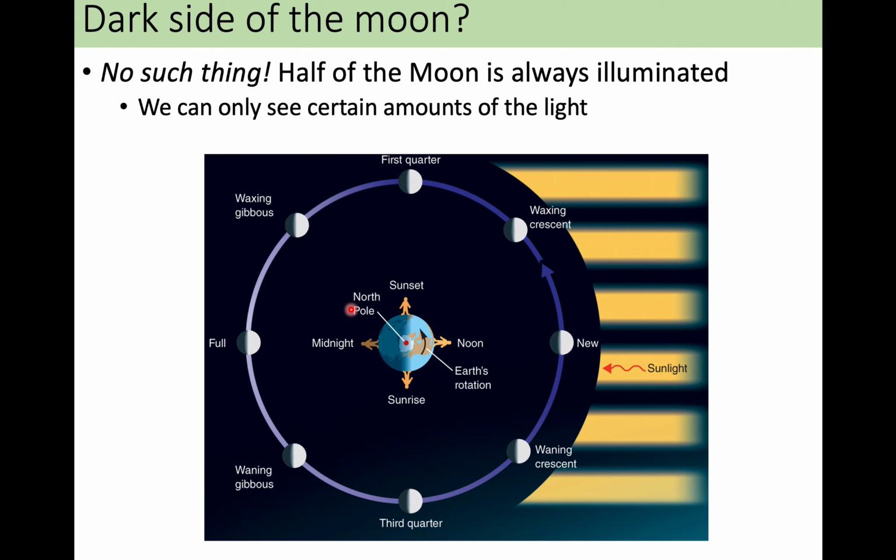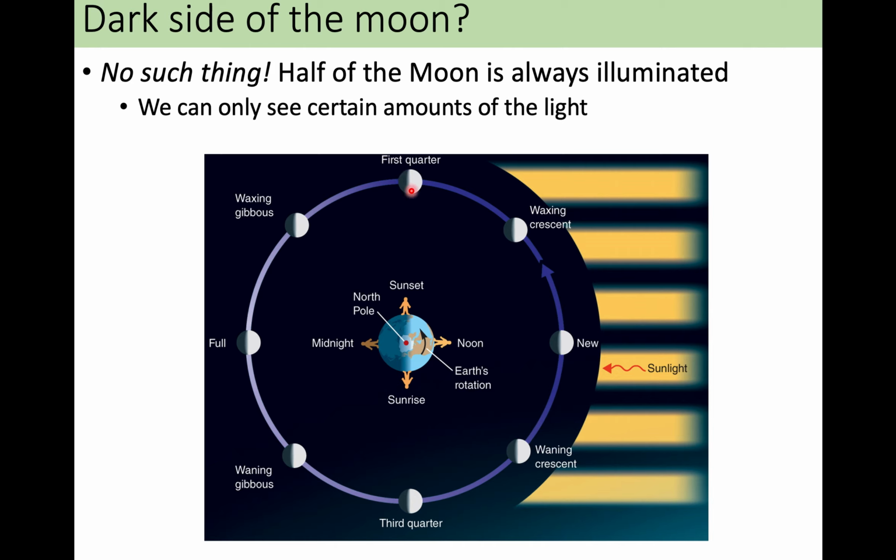Now, if you've ever heard of the dark side of the moon, there is no such thing. There's a far side of the moon. We're always seeing the same side, but at some point, all of the moon is illuminated. At some point in its orbit, every surface of the moon becomes illuminated. So there really is no dark side of the moon. Half the moon's always illuminated. It's just that we can only see certain amounts of that light.